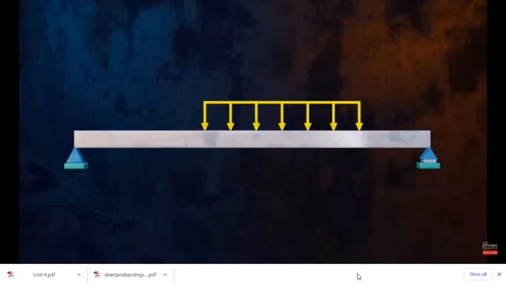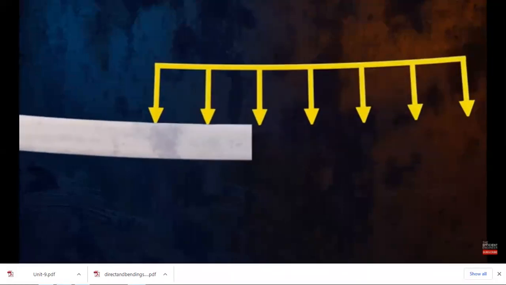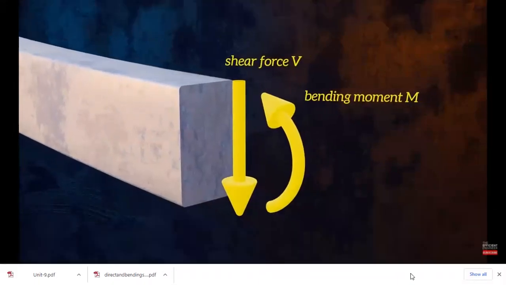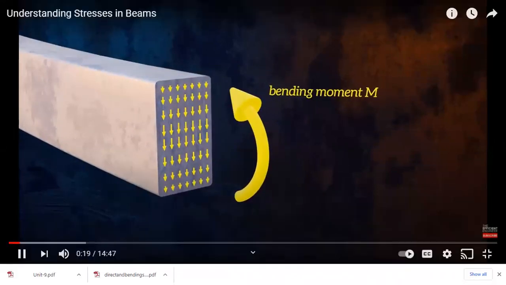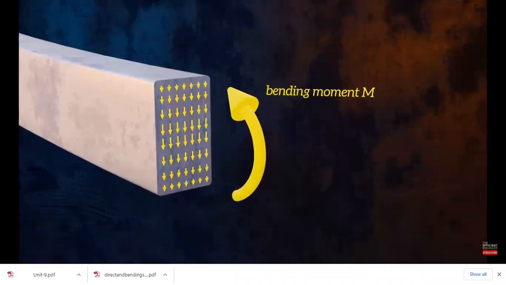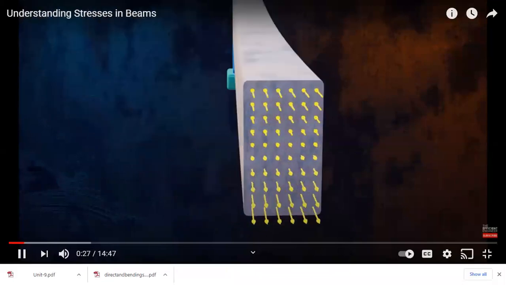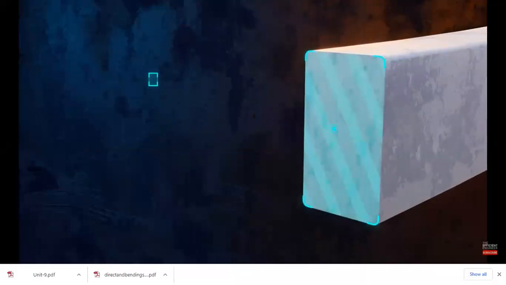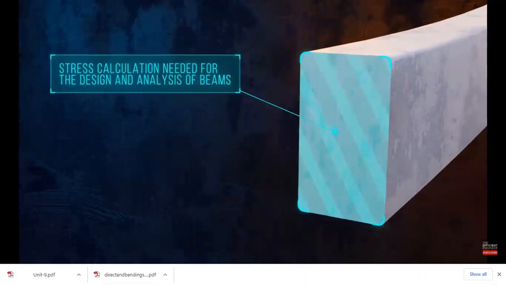If we apply a load to a beam, it will deform by bending. This generates internal stresses, which can be represented by a shear force acting in the vertical direction and a bending moment. The shear force is the resultant of vertical shear stresses, which act parallel to the cross-section, and the bending moment is the resultant of normal stresses, called bending stresses, which act perpendicular to the cross-section. It's important to have a good understanding of these stresses because any design or analysis of a beam will involve calculating them. Let's look at bending stresses first.